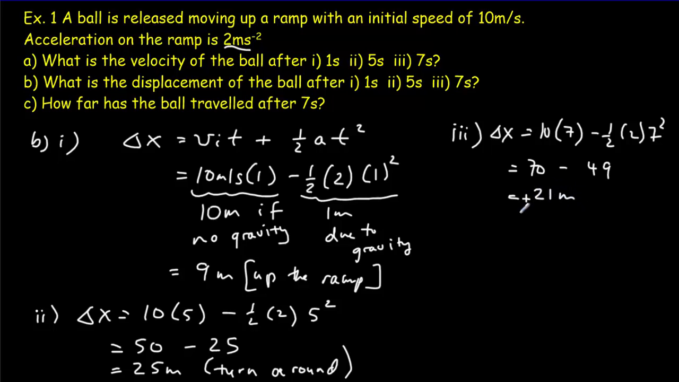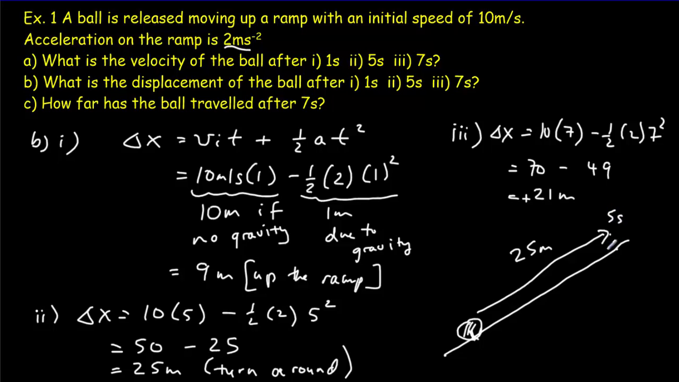That means it's ahead of the starting point. So it's going to be kind of a situation like this. Say the ball was pushed from this point. It's going to go up by 25 meters. That will take 5 seconds. And then it's going to fall back down. And this distance here would be 21 meters. And that would be at 7 seconds. So it takes 5 seconds going up and 2 seconds coming down.